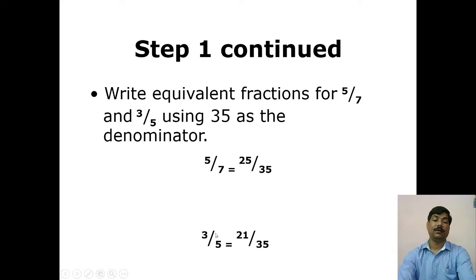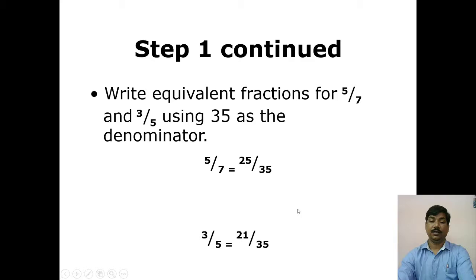Similarly, find the equivalent fraction of 3 upon 5 with denominator 35. So we are multiplying here by 7. So you have to multiply 3 by 7. So 3 multiplied by 7, we are getting 21, and we multiply 5 by 7, we are getting 35. In this way, this fraction is equivalent to 5 upon 7, and this 21 upon 35 fraction is equivalent to 3 upon 5.